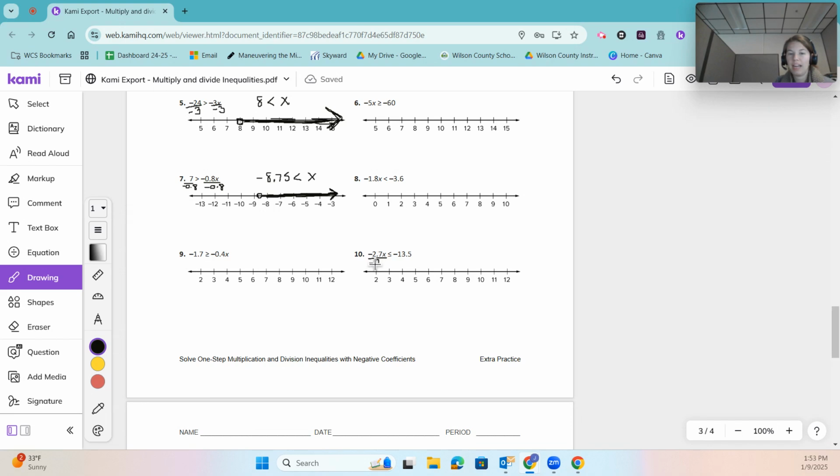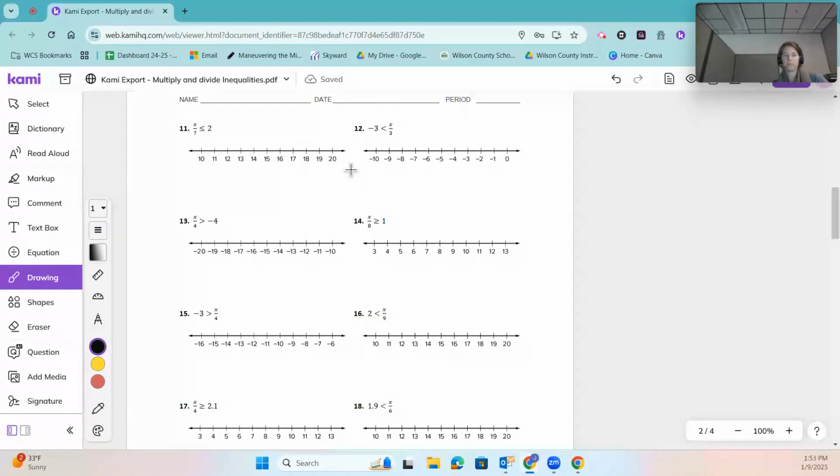Again, dividing by a negative here. Negative 2.7 divided by negative 2.7. So I get x, and then again, flip my sign, greater than or equal to, and then negative 13.5 divided by negative 2.7 is 5. So x is greater than or equal to 5. Closed circle at 5. And we draw an arrow in the direction where x is greater than 5.